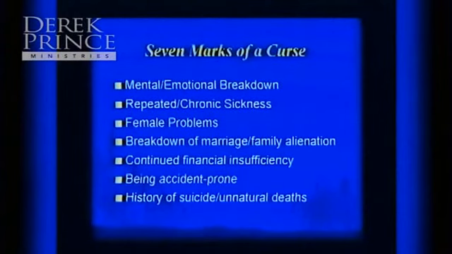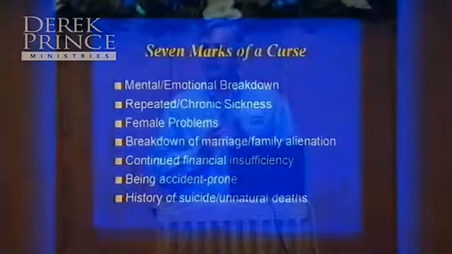And then, seventhly, a history of suicide or unnatural deaths. Where you see in a family more than a usual number of deaths, particularly early deaths, unexplained deaths, dying at 44 of natural causes, and you see that repeatedly, you begin to wonder again if something supernatural may be happening. And I want to point out in this 28th chapter of Deuteronomy, these verses, Deuteronomy 28:45.